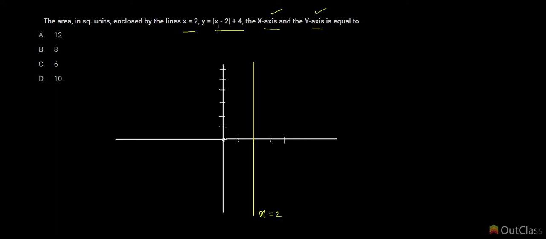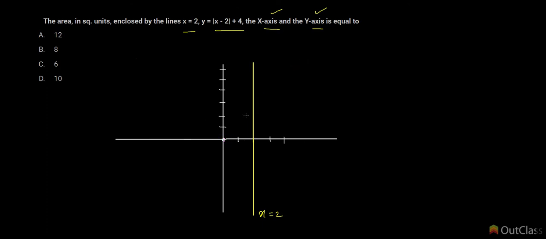And I need mod of x minus 2 plus 4. Mod of x will look like this. That's y is equal to x, that's y is equal to minus x. It'll be a V shape with a plus 1 slope here, minus 1 slope here. We know this mod x, but we need to shift this 2 units to the right, 4 units up. So then what does it look like? Now remove the original. This lowest point will shift to 2, 4.